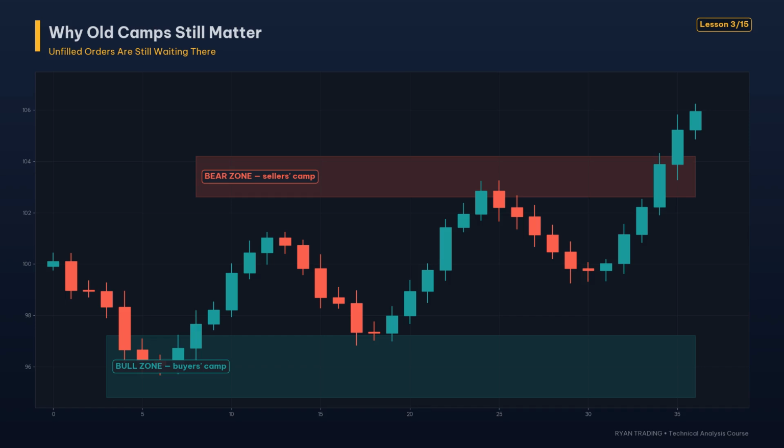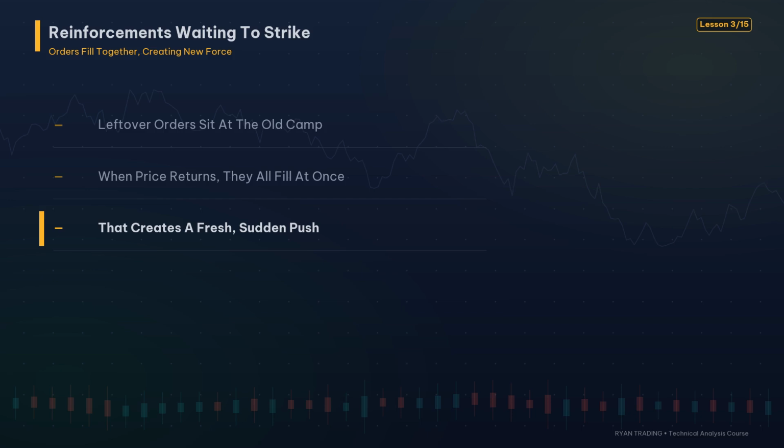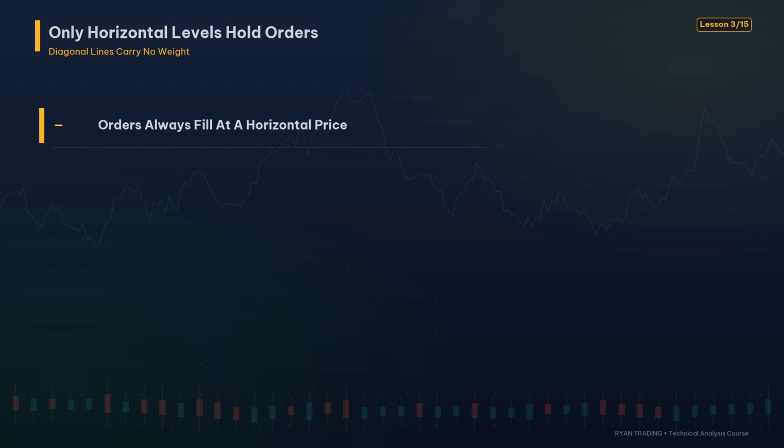Unfilled orders from the losing side still sit quietly at that old camp, like reinforcements hiding in ambush, ready to strike again. When price returns, they all fill at once. That creates a fresh, sometimes surprising push. Orders always fill at one specific horizontal price, never along a diagonal line. That's why horizontal zones deserve real analysis.